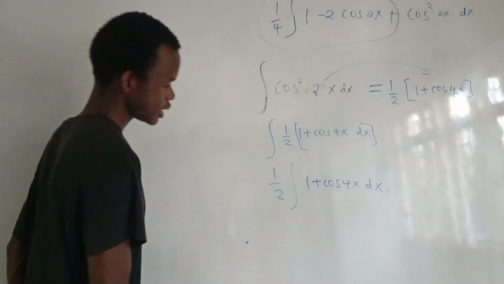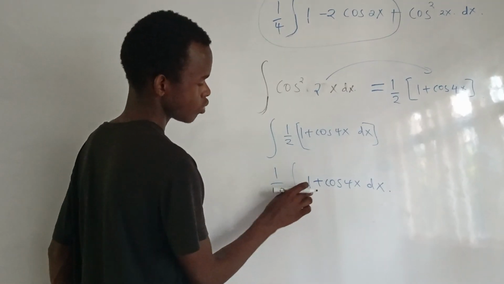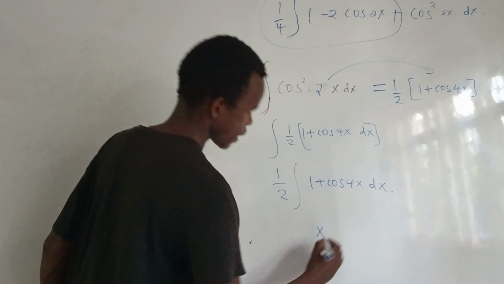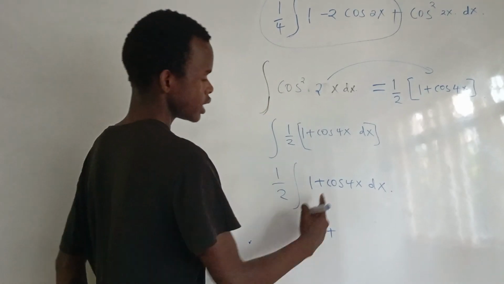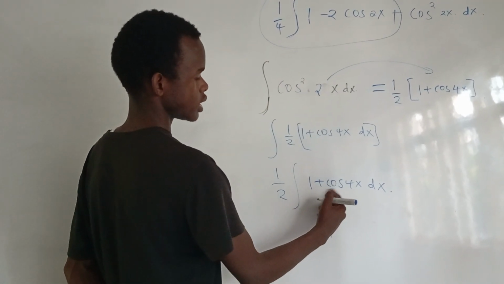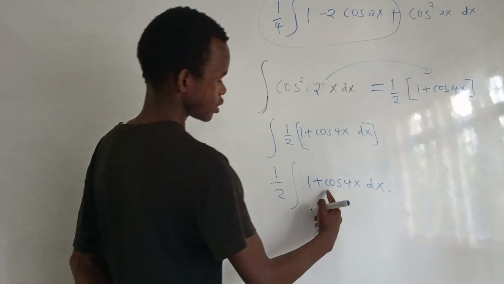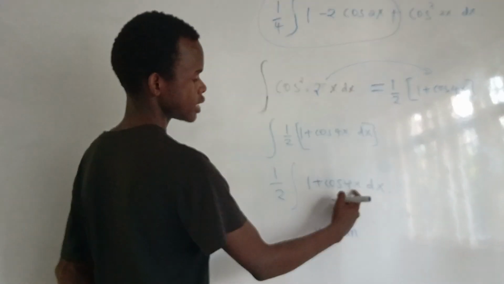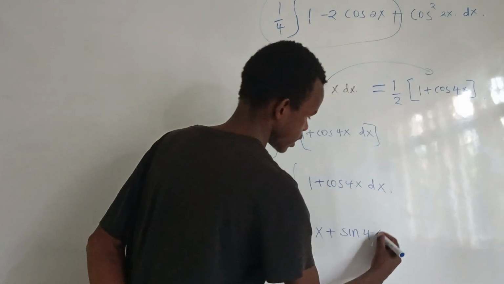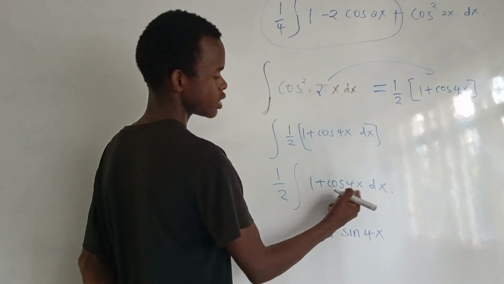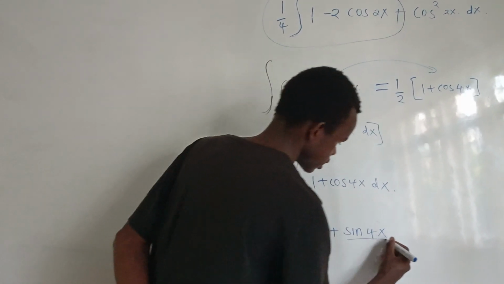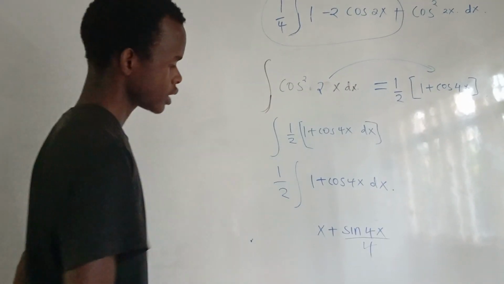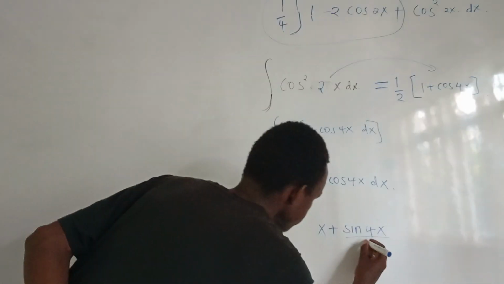So integrating that, I'm integrating 1 with respect to x, I'll get just x plus, we integrate the trigonometry alone. Integrating cos, we get sine. Okay? Write the argument the way it is. It will be 4x divided by the derivative of the argument. So the derivative of 4x is just 4. Okay? Simple.